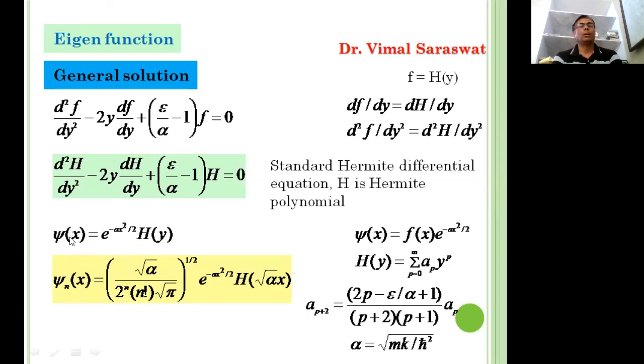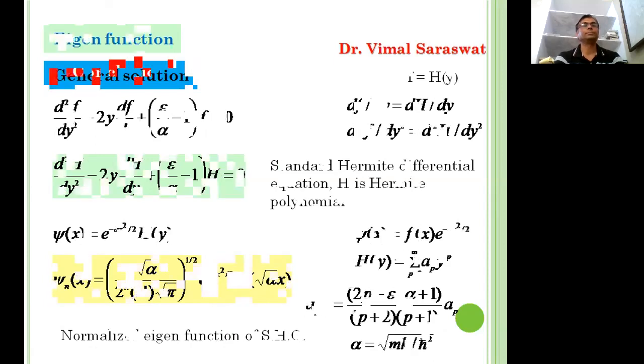So the wave function, which is actually the solution of the simple harmonic oscillator in normalized form, will be psi n of x is equal to root alpha upon 2 raised to n factorial n root pi, whole power half, exponential minus alpha x square by 2 h n of root alpha x. And this is the normalized eigenfunction of the simple harmonic oscillator.